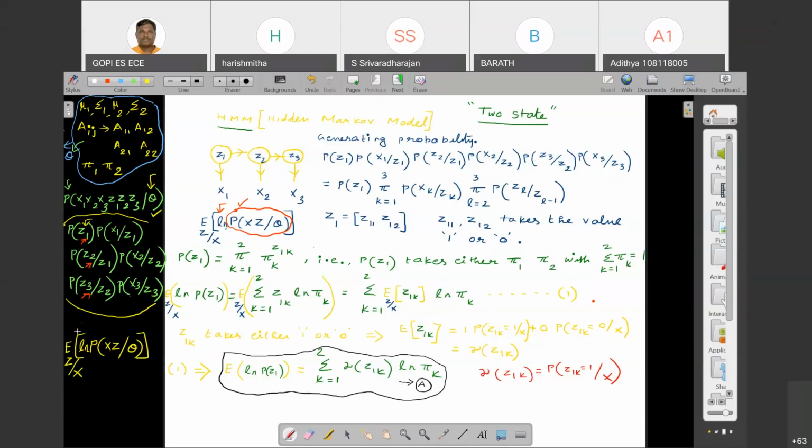And that is what we are writing mathematically here: we are going to find the expectation of the function here. This is the function which is basically the logarithm of the generating probability, right? Probability of x, z given theta is the generating probability, right? And then you are taking this logarithm and then you are taking the expectation. This is a very important key point in HMM, right?